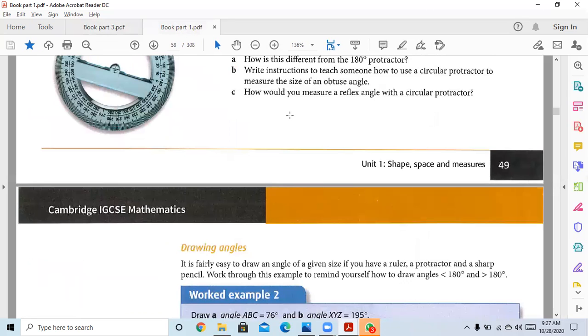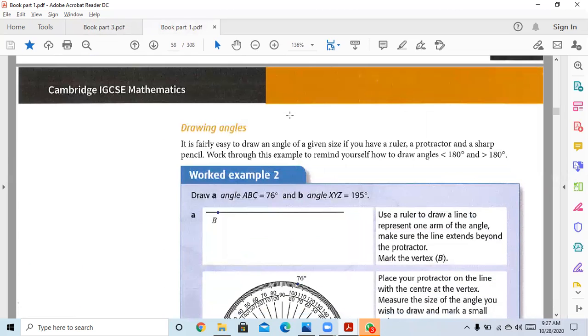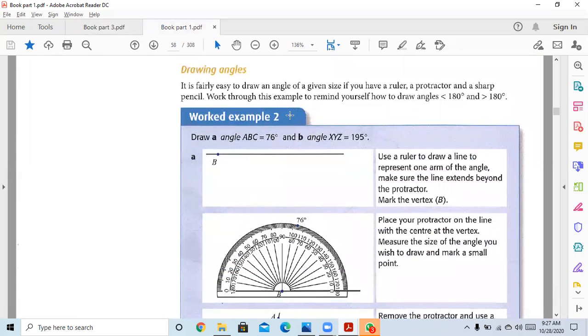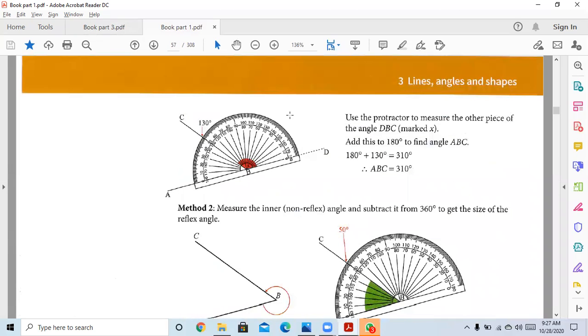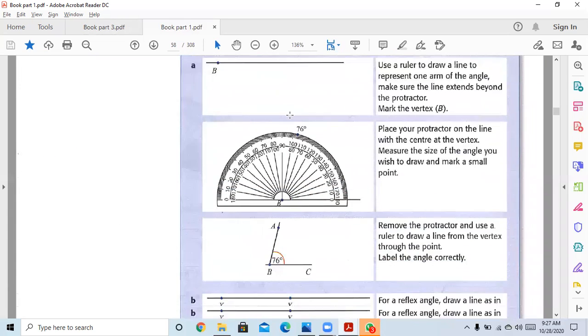So how would we measure the reflex angle with the circular protractor? It's the same as the question in exercise 2, drawing angles. Here with the help of this you can find the angles. That's what he said: ABC is equal to 76. First of all, you need to know how to use a protractor. Then you put it on the line and align it. Once you align it, you can easily solve it.